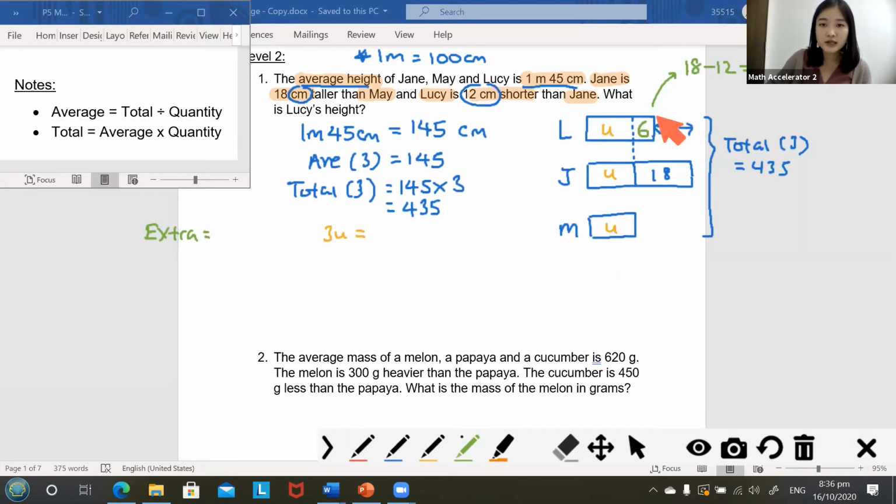12 is just telling us that Lucy is shorter by 12 compared to Jane. Right, but it's not within your model here. This is a shortage that we do not need to take away from the total because it's not part of the total. Lucy's model is only up to 6 here, and Jane's model is only up to 18 here, right? And May is just 1 unit. So that 12, you don't have to take it away from the total. It's not part of the total. So it's just 6 plus 18 for your extra.